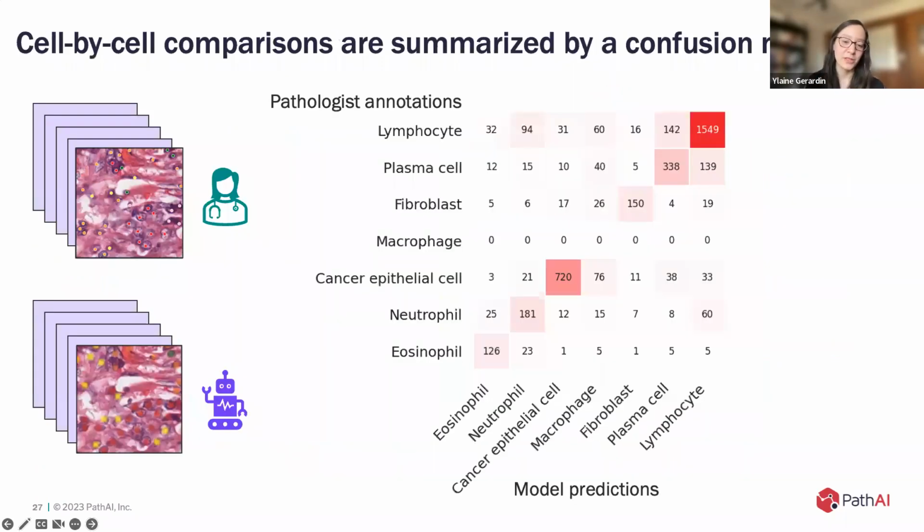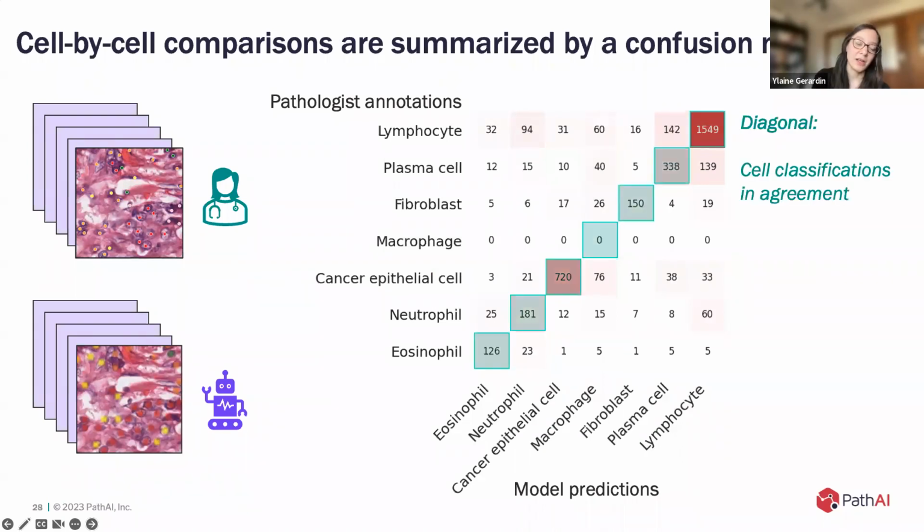So repeating this procedure across many frames, we can form these confusion matrices. What this is showing is the pathologist annotations down the rows versus the model predictions across the columns. And within each entry in this matrix is the number of cells that satisfy those conditions. So down the diagonal here are the numbers of cells that agree in their classification.